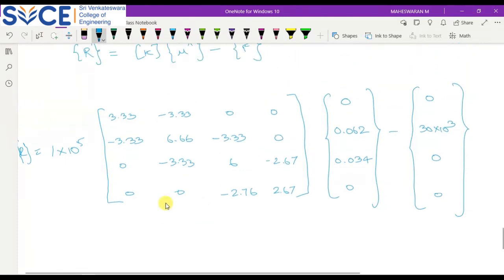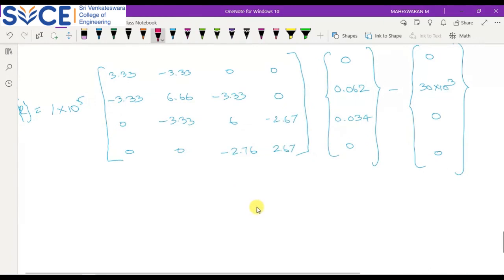So how to do this? You have to multiply it. You can see here, this one is a 4 cross 4 matrix, and this is a 4 cross 1 matrix. If I multiply, I will get a 4 cross 1 matrix. Minus this 4 cross 1 matrix, you will get the value with respect to that. So there are a few ways. You can directly multiply it one by one.